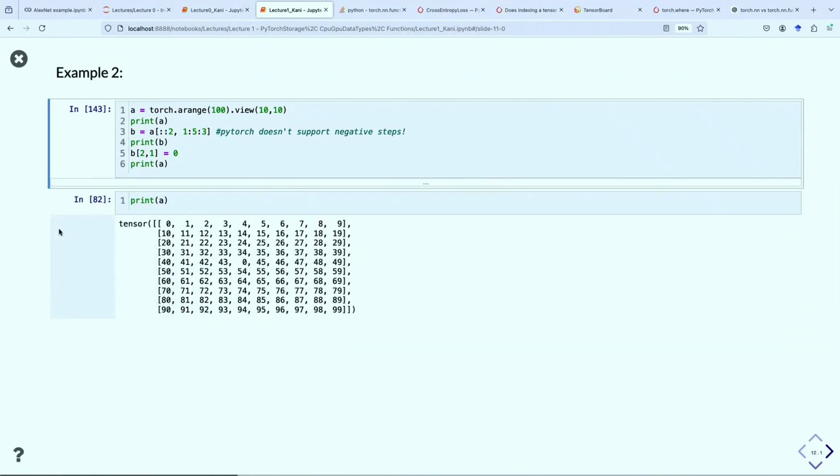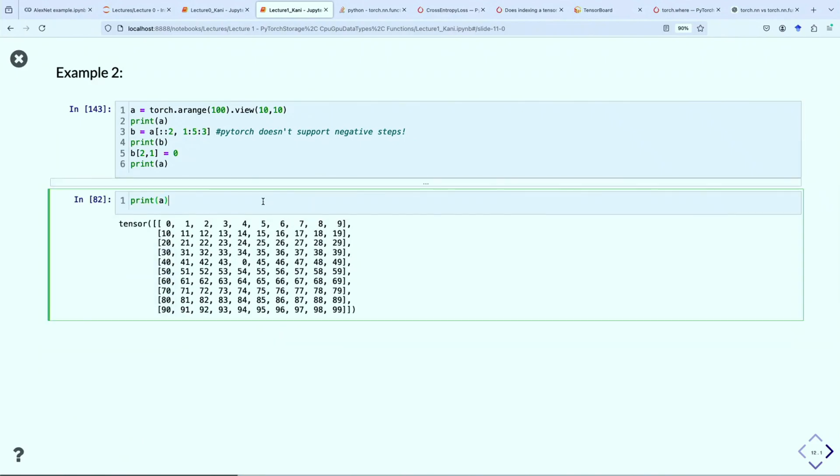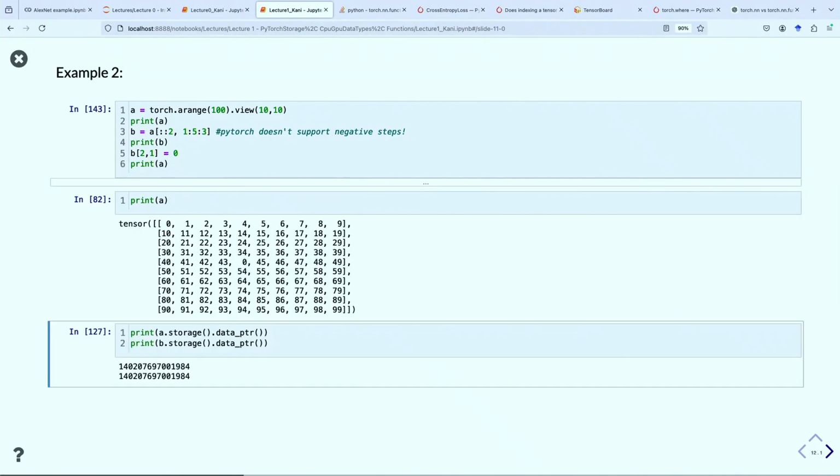No. Also, if we print A, oh, I did that there. We changed the value in A also. Okay, good. Also, if we look at the storage for both, again, we see that they have the exact same data pointer. So it makes sense that they would be views of each other.